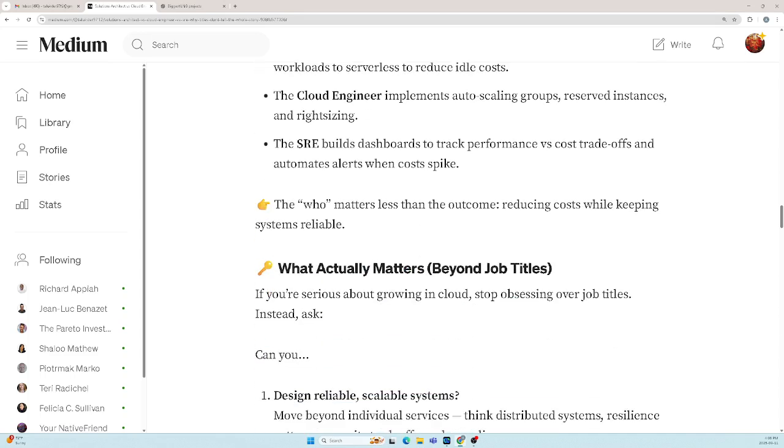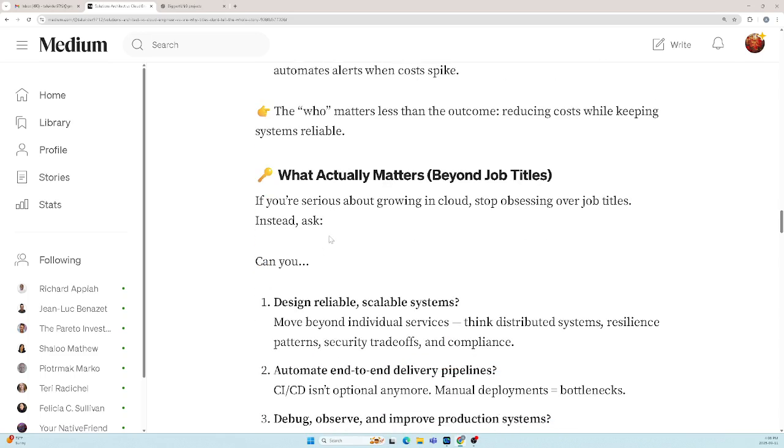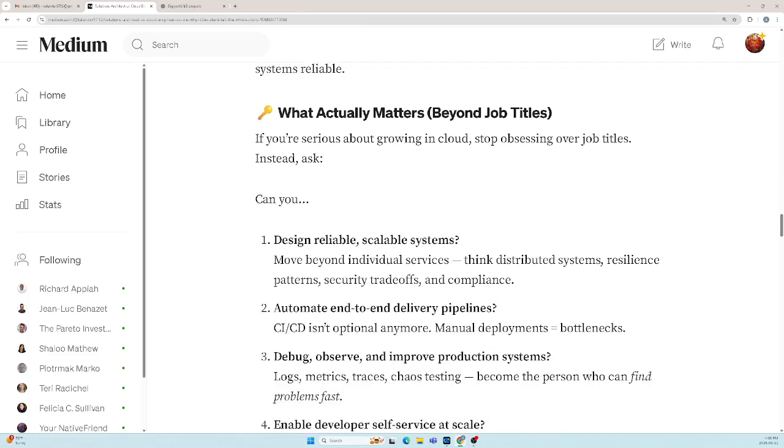So this is one of the examples. Okay, actually there is another thing behind the title. If you are serious about growing your career in the cloud, stop obsessing over your job title. Don't think this is your observability job, this is under the security architect job. But can you design?